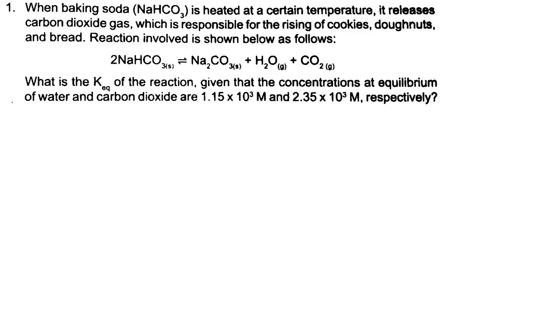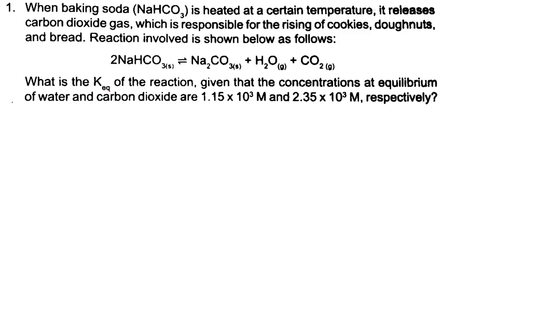These are the answers for the second part of the asynchronous task. So here the reaction is 2NaHCO3 forming Na2CO3 plus H2O plus CO2. Here the given are the concentrations at equilibrium of water, that's 1.15 times 10 to the power of 3 molar, and then the concentration of CO2 is 2.35 times 10 to the power of 3 molar. We're asked to determine the equilibrium constant of the reaction.